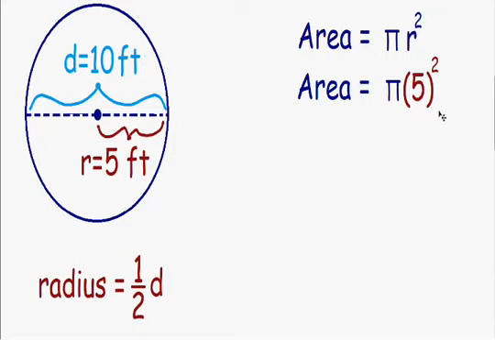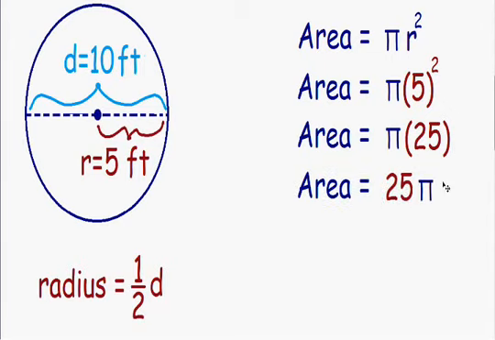So now I'm just going to simplify this a little bit. 5 squared is equal to 5 times 5, or 25. So instead of writing 5 squared, I'm going to put a 25. And it's always standard, whenever you're multiplying a number by pi, that you put the number in front of the pi instead of after. So instead of pi times 25, I'm just going to write 25 pi.